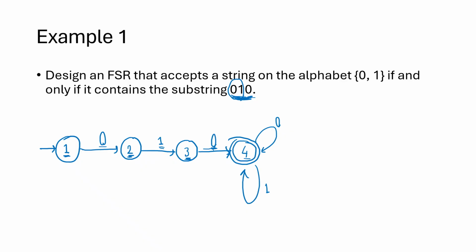Now, sometimes when we have two edges that do exactly the same thing from the same state to the same state, we can combine them into one edge and then use both labels on that edge. So this edge is for transition from 4 to itself, whether the next symbol is a 0 or a 1.